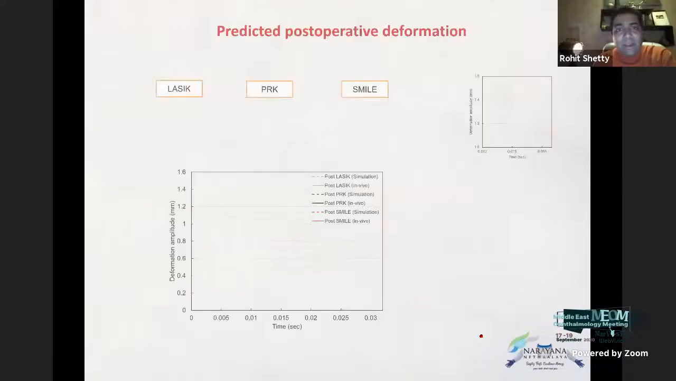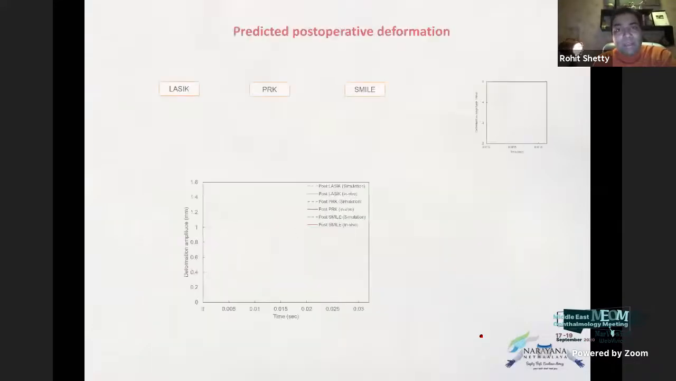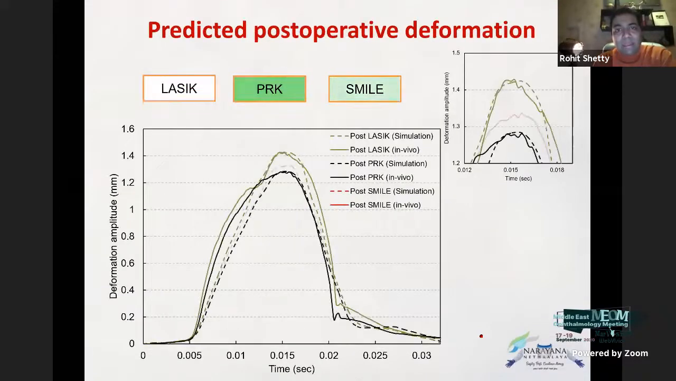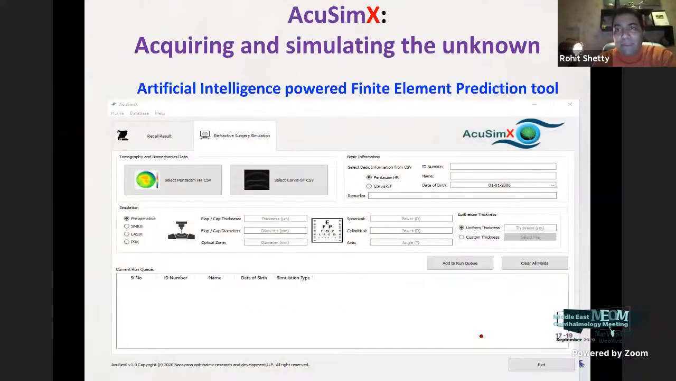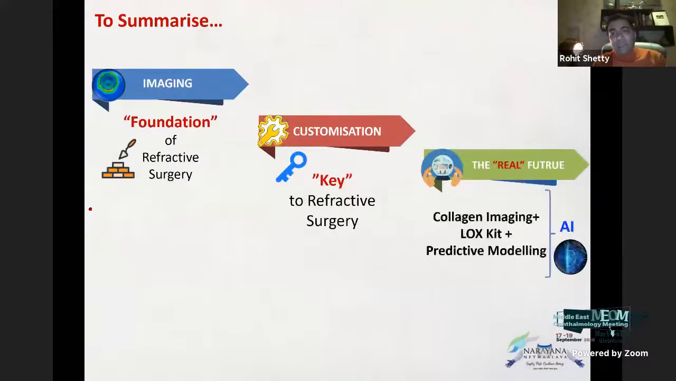The future: this is a paper we published looking at deformation of different corneas by mathematical modeling. This is my last slide. We have put all this into a software where you enter your biomechanics and your corneal prediction, and it will tell you which of your surgeries would induce what kind of biomechanical changes. This is something which is going to come out very shortly. To summarize, it's imaging, customization, and the future is AI and molecular prediction.